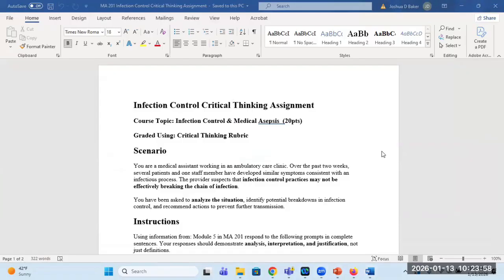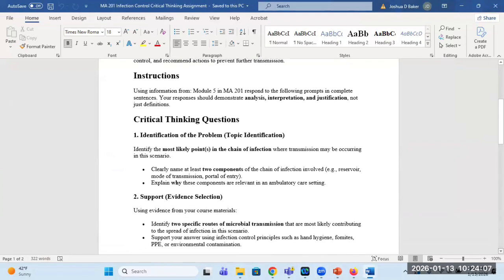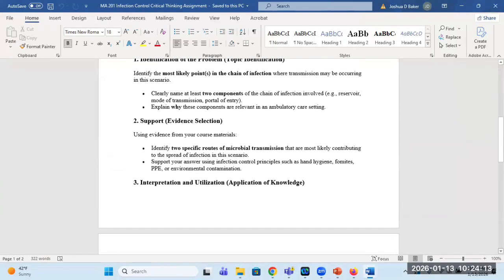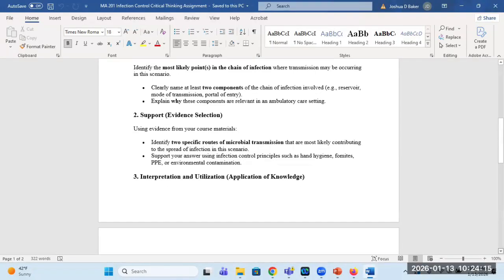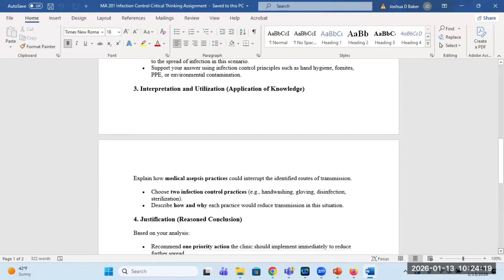So this is just showing how we use the rubric for infection control and chain of infection. They always struggle with this. So they're going to identify the problem. They're going to have a scenario. They're going to have to figure it out. But they always mess up on chain of infection. So I'm hoping this will help.